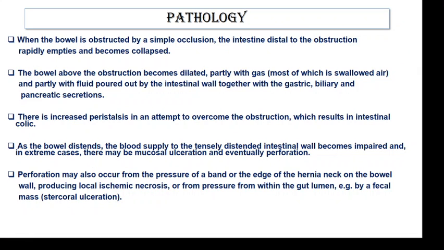Pathologically, when the bowel gets obstructed by a simple occlusion, the bowel distal to the obstruction rapidly empties and becomes collapsed, while the bowel above the site of the obstruction becomes dilated, and partly filled with gas. Most of the gas is swallowed air, and partly with fluid poured out by the intestinal wall together with gastric, biliary, and pancreatic secretions. So it is intestinal fluid, gastric, bile, and pancreatic fluid.